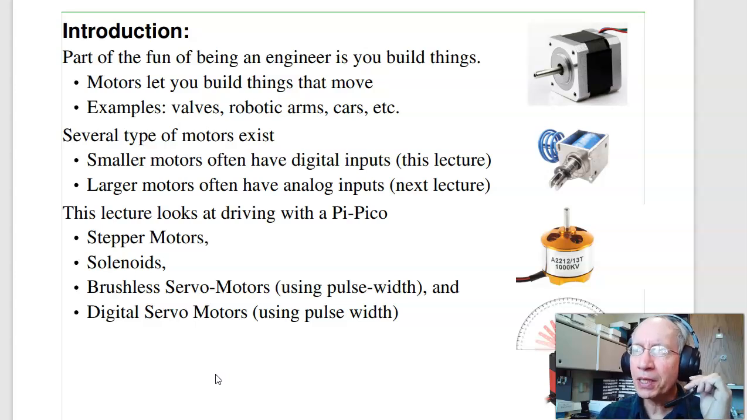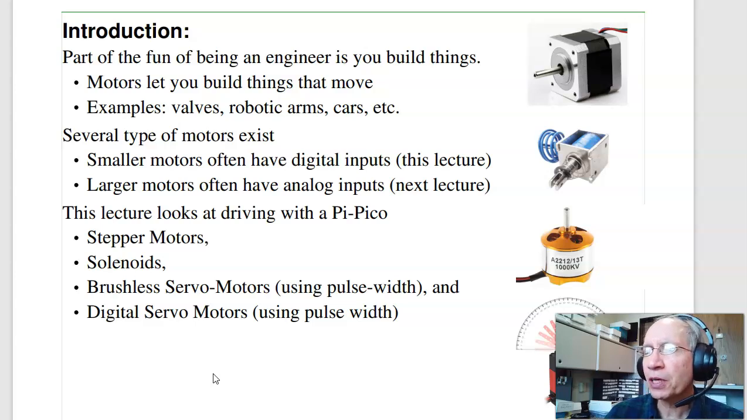So part of the fun of being an engineer is you get to build things. Motors let you build things that move. Some examples would be valves, robotic arms, cars, etc. And several types of motors exist. The smaller motors often have digital inputs, which is this lecture. Larger motors typically have analog inputs, the coming lecture. This lecture looks at 4 different types of motors.